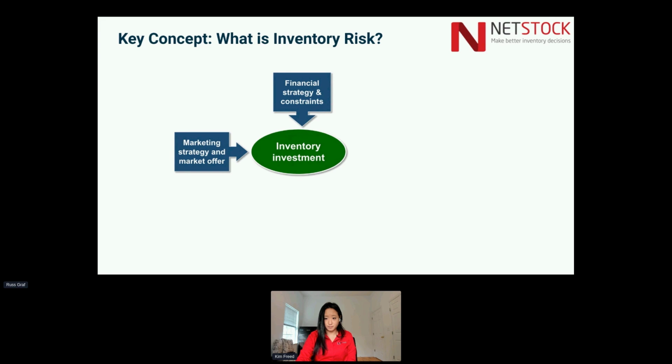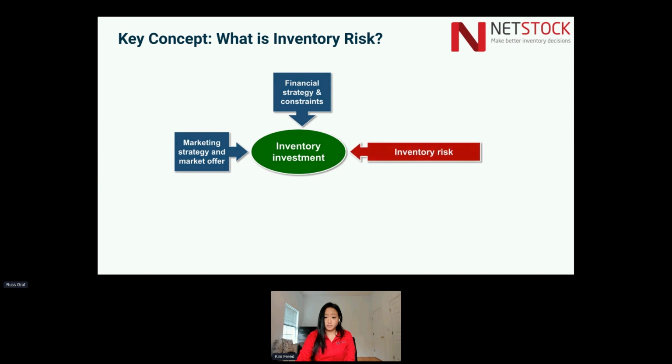But then from a financial perspective, we typically have constraints, right? We don't have unlimited budget, unlimited warehouse space, et cetera, to maybe hold all the inventory that our sales and marketing folks would like us to. So we have to apply these constraints, and together those two things kind of balance each other and result in this decision of what the level of inventory is.